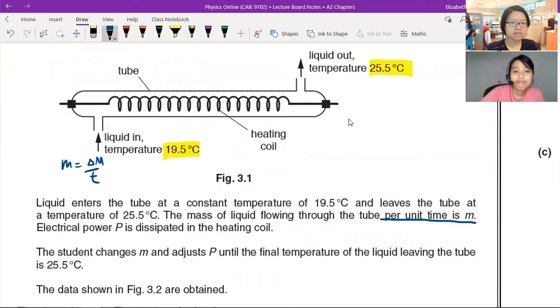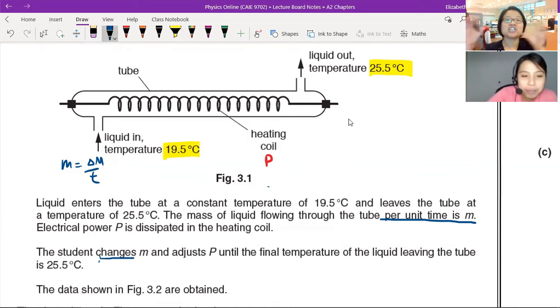Okay? Second thing to note here is that our variable seems a bit different because now the student changes m and adjusts P until the final temperature of the liquid leaving the tube is 25.5 degrees Celsius. Can we identify the variables? Do you think that they are still the same? I think it's different, because previously we keep power constant, we keep flow rate constant, but now your m and P are what is changing. And we measure the change in temperature, but now we keep the temperature constant, and then we change the other two things.